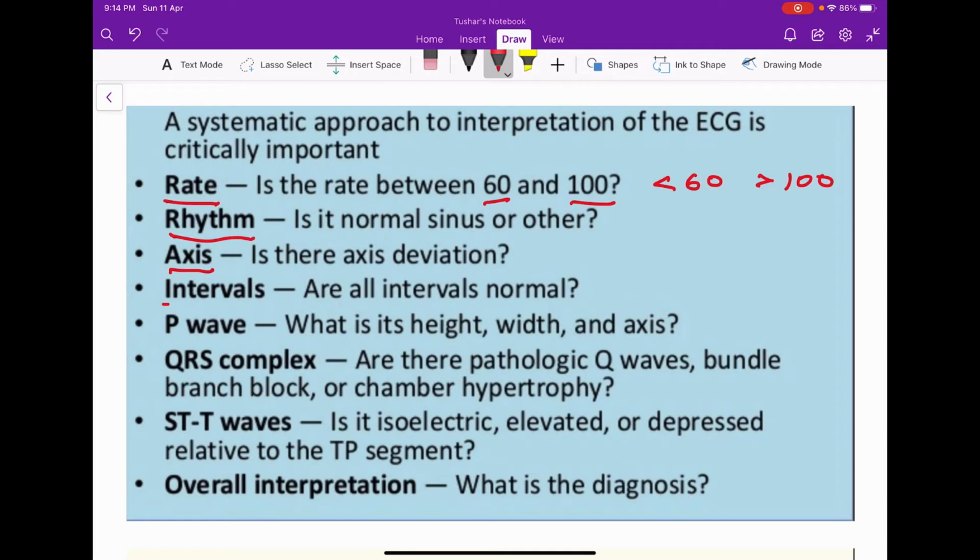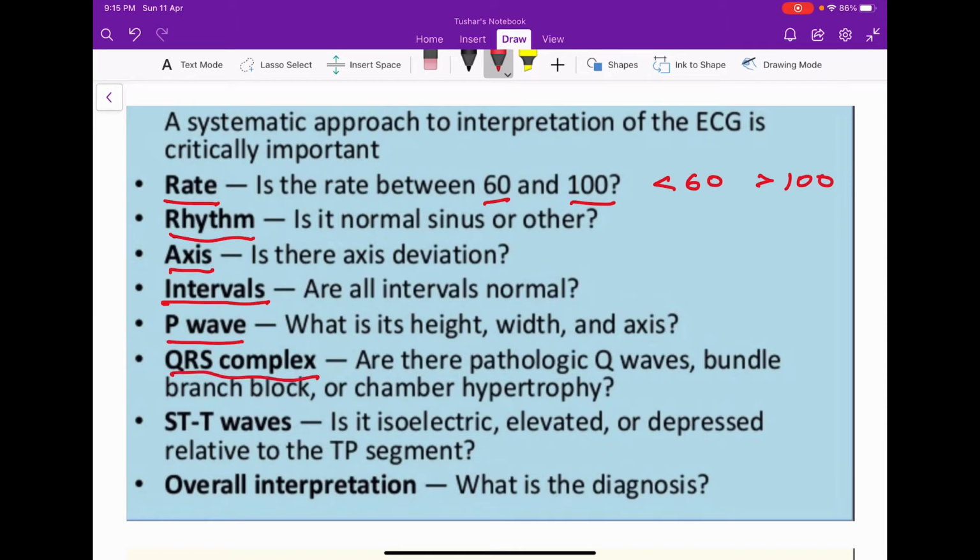Next is intervals. Are all the intervals between the QRS complexes, between the P waves, normal? Intervals between two consecutive P waves and between two consecutive QRS complexes need to be determined, and they have to be equal. Next is the P wave. What is the height of the wave? What is the width and axis of the P wave?